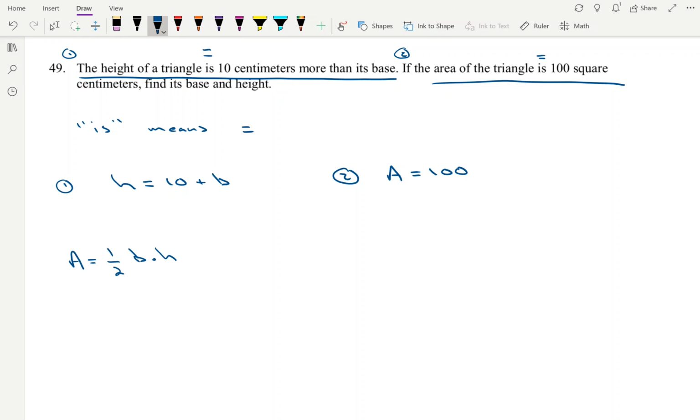Okay, so what do we have so far? So far we know that the area is 100, followed by the equal sign and the 1/2. Now this base, we'll just call it b, and then this h is where we're going to make a substitution. So since this is the same as h, we can put this in for h. So instead of writing h there, I'll write 10 plus b. And notice the use of parentheses, because that's going to come into play soon enough.